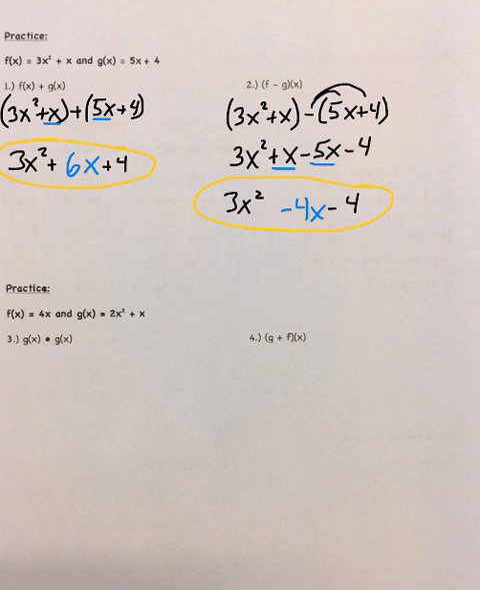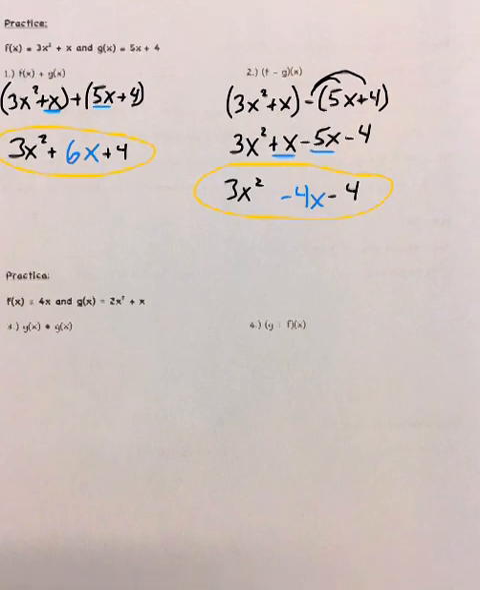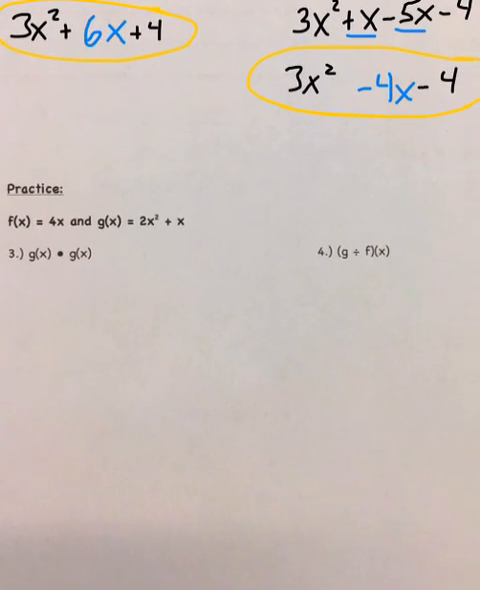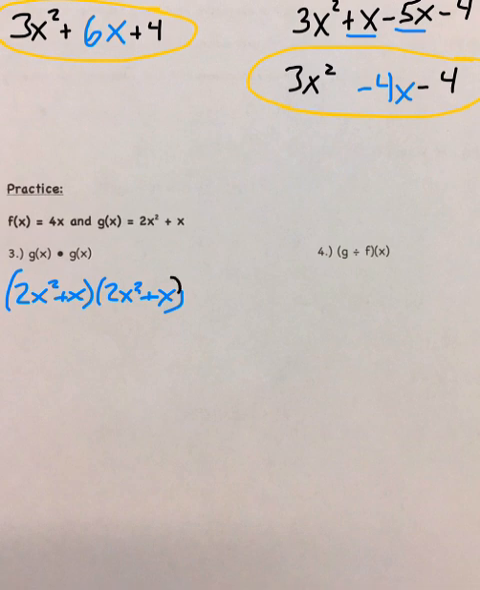And then finally, we have two more practice problems. We have f of x is equal to 4x and g of x is 2x squared plus x. In this one, we want to multiply g of x times g of x. So that means we're going to do 2x squared plus x times 2x squared plus x. And I'm going to use the FOIL method. And that means first, outside, inside, last. So I'm going to multiply the first two terms. 2x squared times 2x squared is going to give me 4x to the fourth.